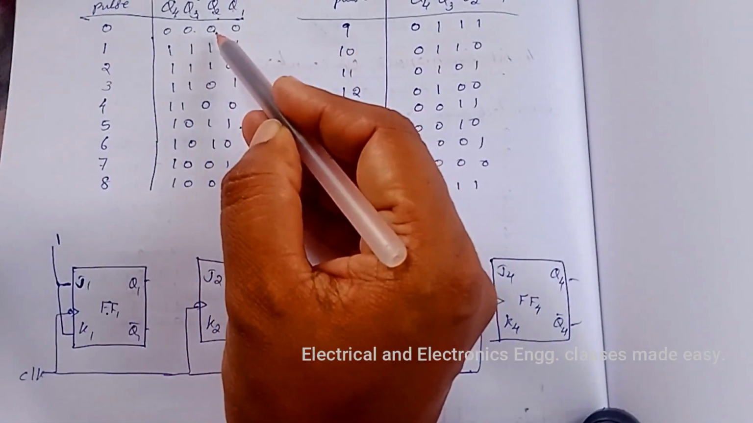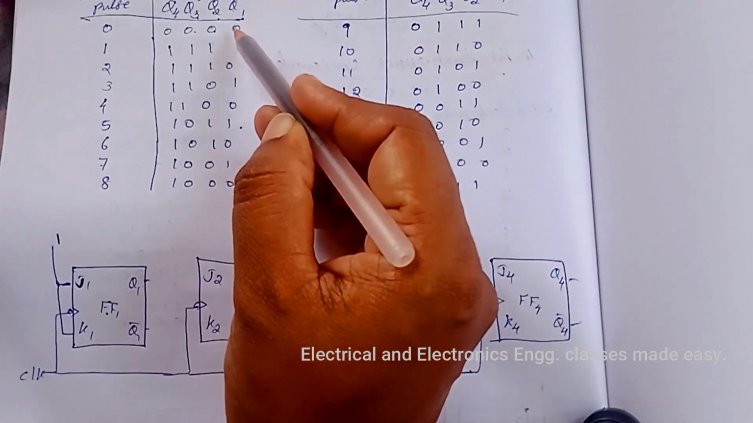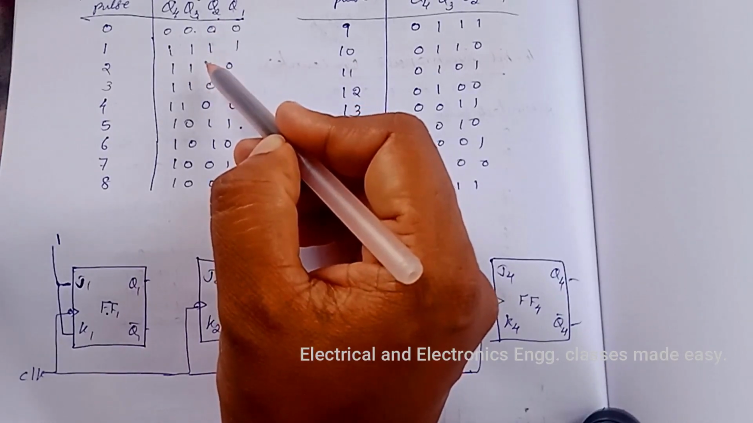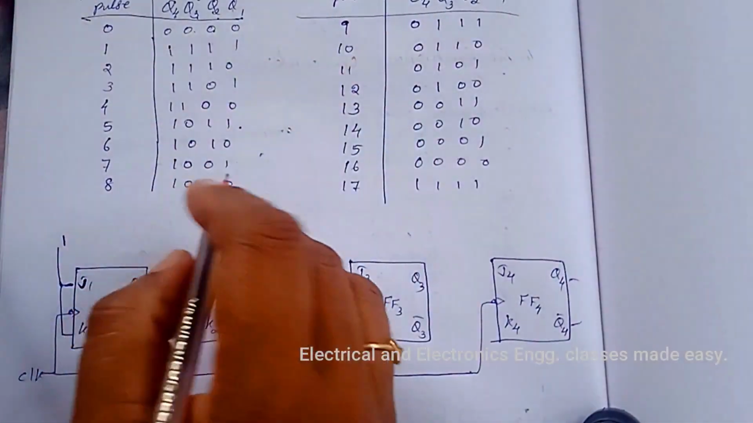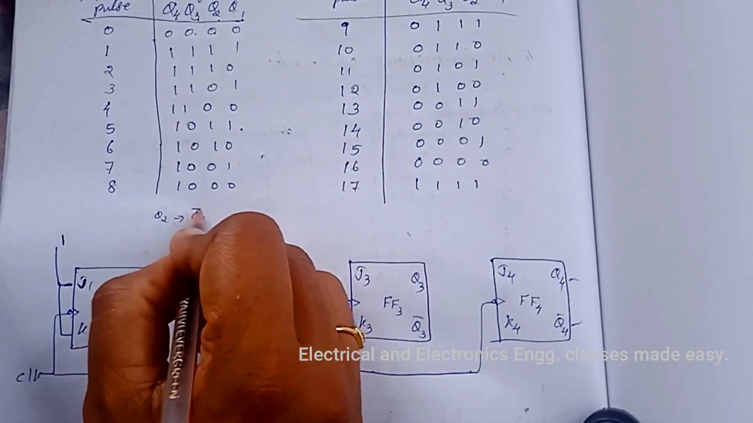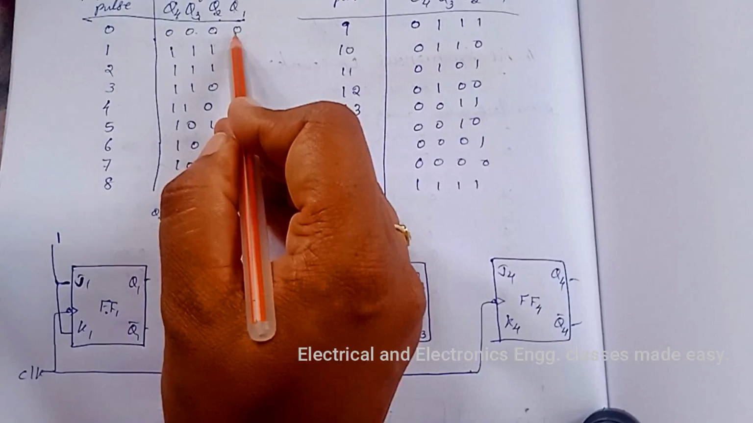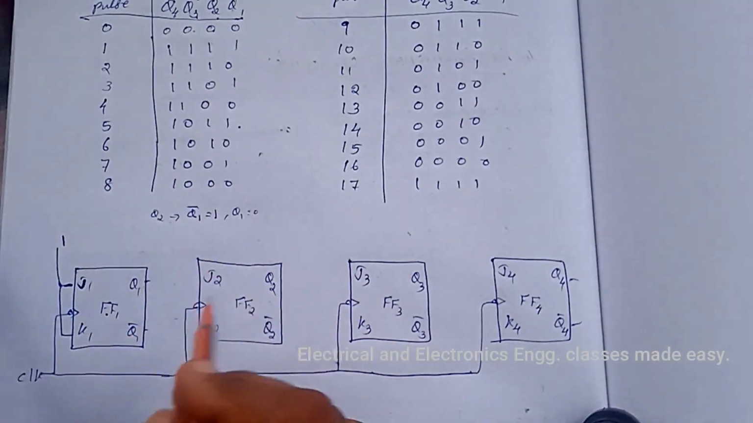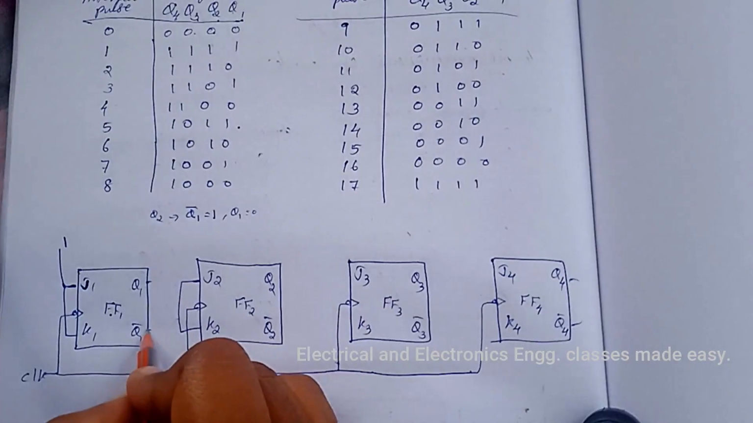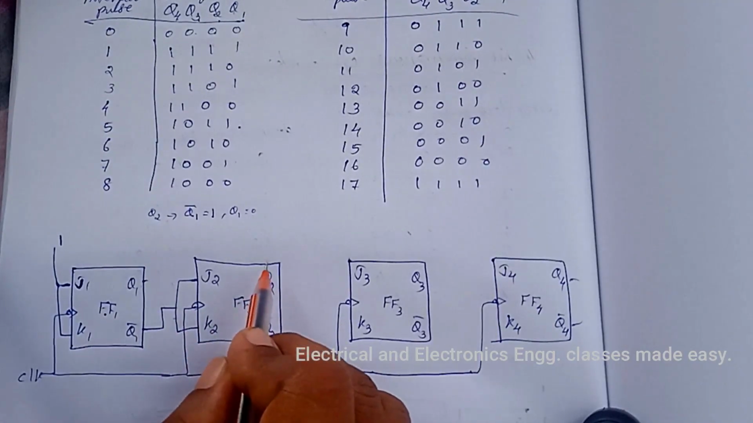And this Q2 changes when Q1 is 0. So when Q1 is 0, Q2 changes its state. Or we can say that this Q2 changes when Q1 bar is 1 or Q1 is 0. So when Q1 is 0 or Q1 bar is equal to 1, Q2 toggles. So for that, this JK input should be given to this Q1 bar output. So when Q1 bar is 1, this Q2 changes.